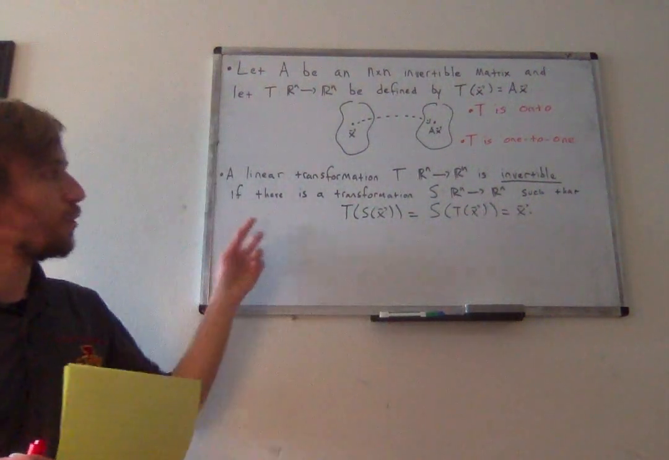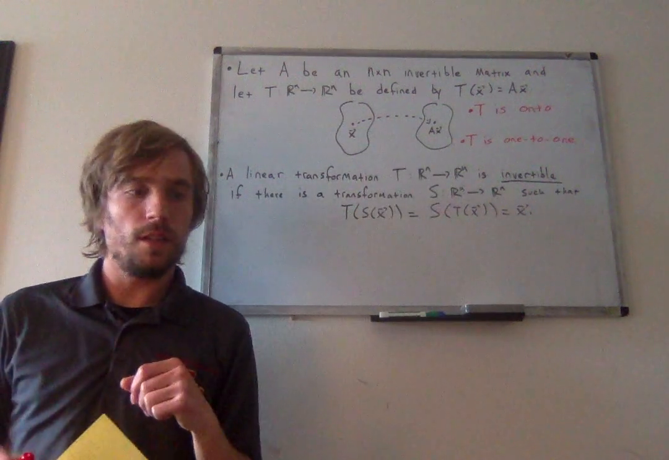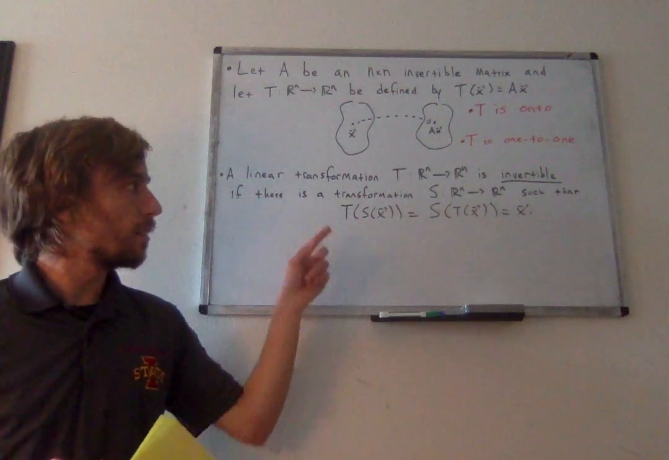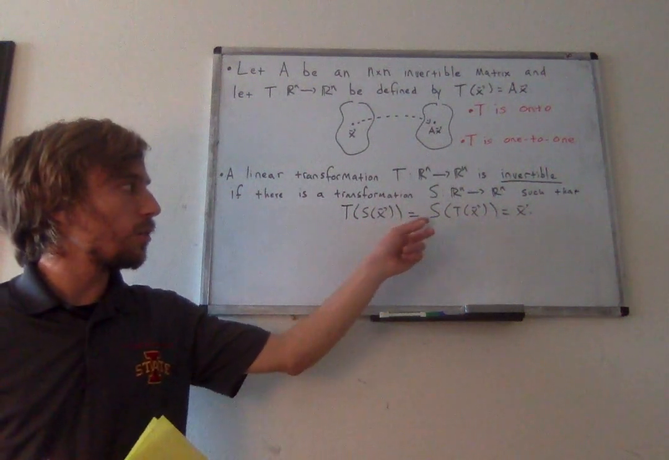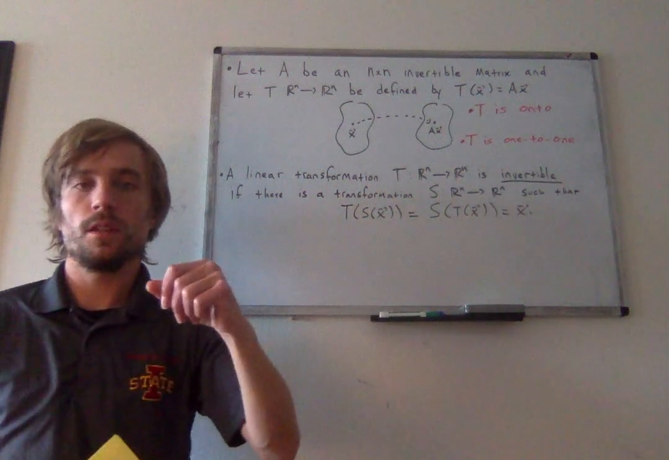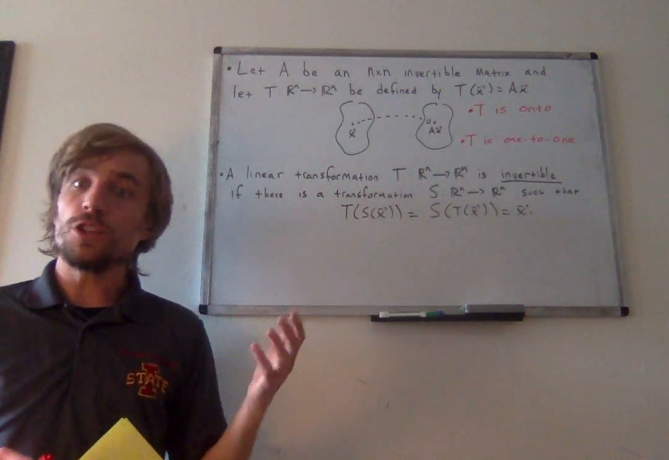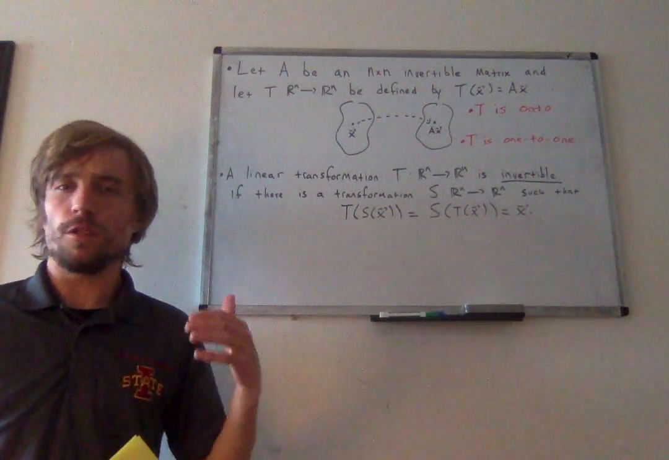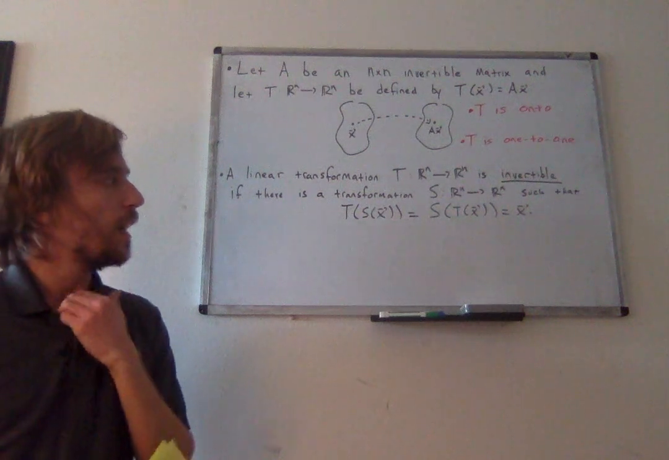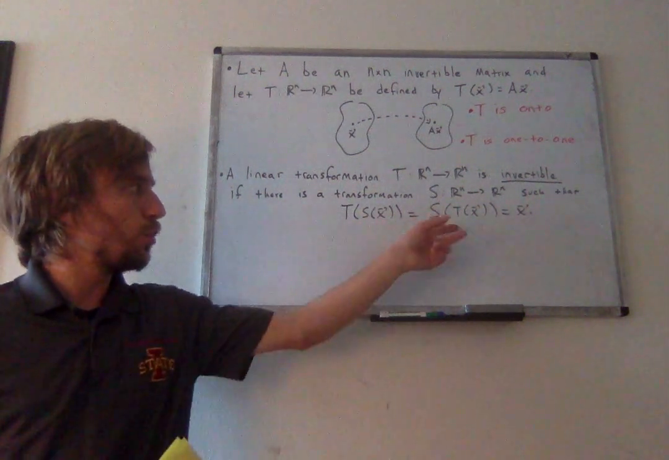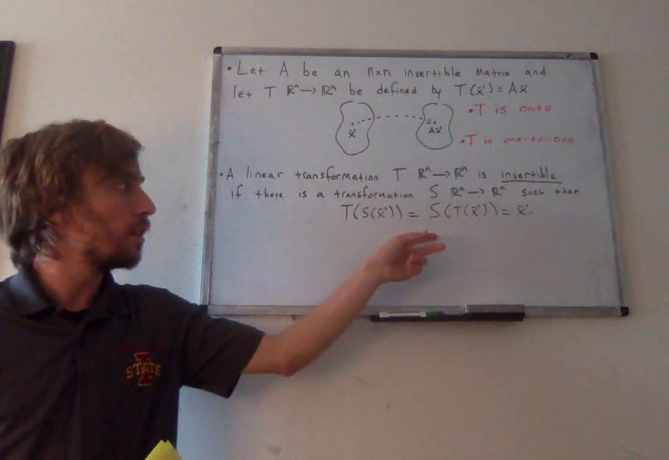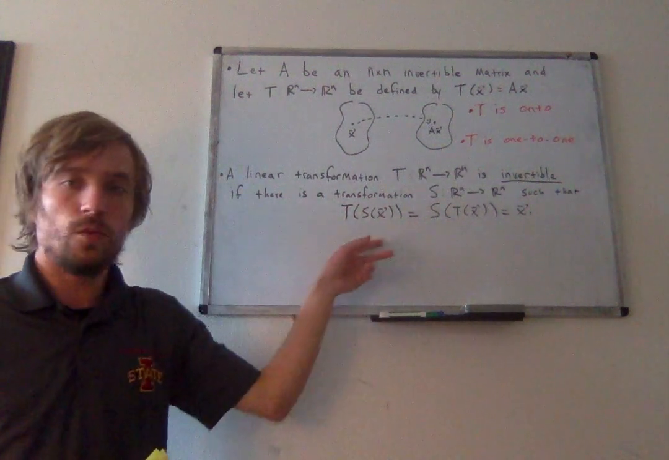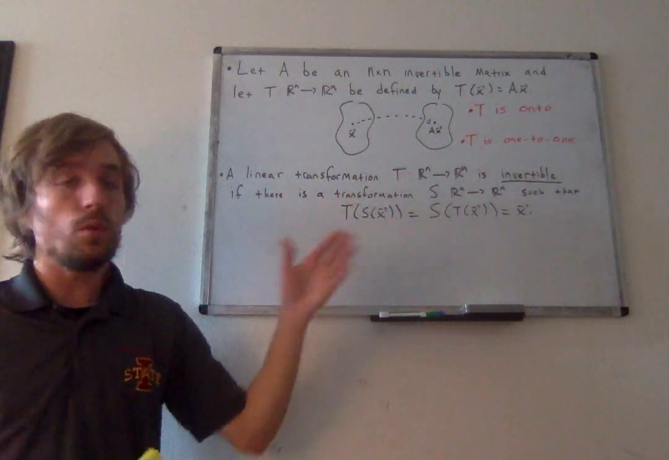A linear transformation T from Rn to Rn is invertible if there is a transformation S from Rn to Rn such that T of S of x is equal to S of T of x is equal to x. This definition might seem familiar because this is basically the exact definition of what it means for a function to be invertible. And notice, in order for this to hold for all x in Rn, which it has to, T should be 1 to 1 and onto, right?